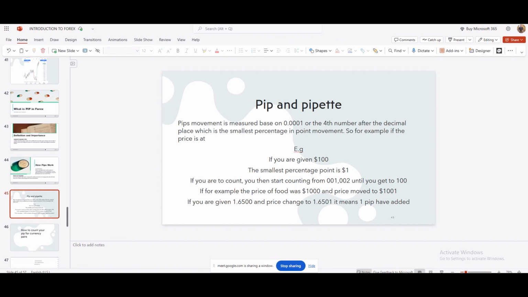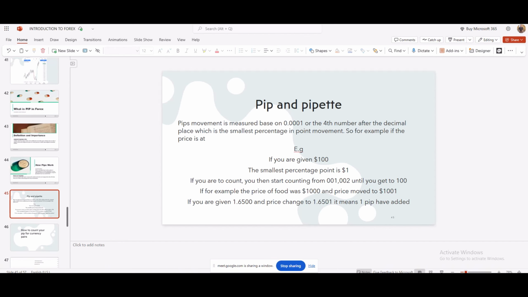So now let's do another example. Here we said if the price of food is $1,000 and the price moves from $1,000 to $1,001, that extra one that was added to the price is what is called a pip. So the smallest amount that the market will be able to use to increase price is what is called a pip. We are going to go to the chart and then look for another nice example there.